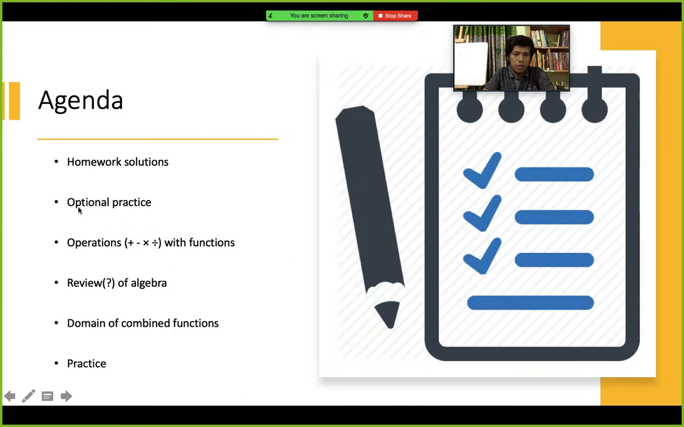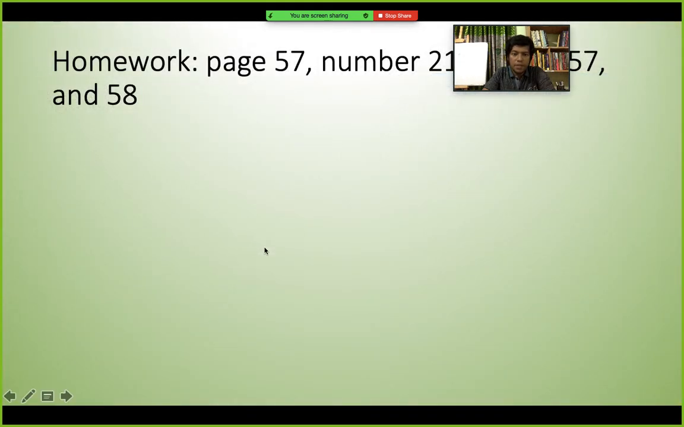So these are the things. Some homework solutions we will try to review. Then optional practice, this is also from review. So how do you work with this kind of operations? How do we do these things? We'll try to discuss. Then review of some algebra, domain of combined functions. So here in this topic we will try to combine them. Then as usual, practice.